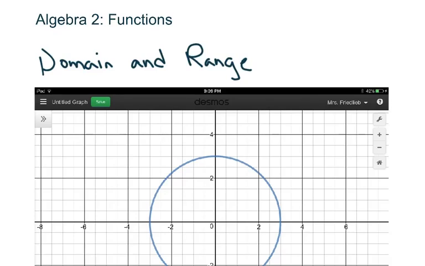In this video, I'm going to talk a little bit about domain and range. It's a really hard concept for students, and hopefully we'll get through some of it, or at least get you to some sort of understanding. Remember I said that domain refers to the x values for which a graph exists.